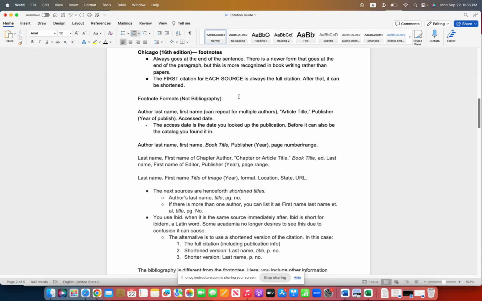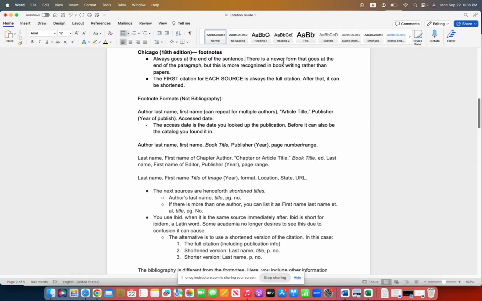Now, Chicago's what we're here for. This is the tricky one. My apologies, this is actually now the 18th edition. The footnotes always go at the end of the sentence. They are on the outside of the period, so it would be here in a subscript.